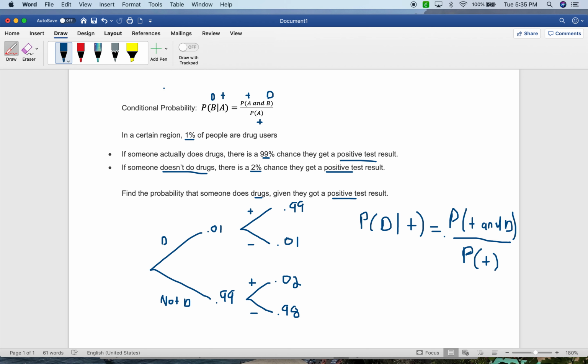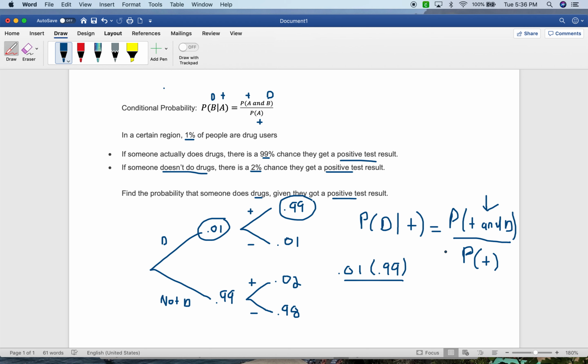So now we need to figure out what these are. So if you remember from our multiplication rule, whenever we see and, we're going to multiply. So we have the probability of drugs and the probability it was positive. So we'll multiply those together. So we get 0.01 times the 0.99, and that's the top of our equation. So those are the people who did drugs and they got a positive result.